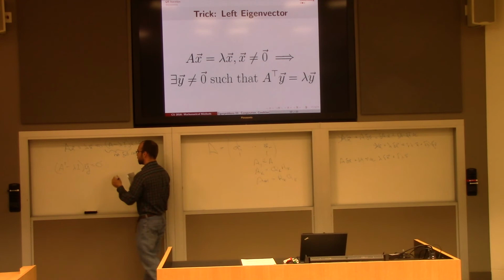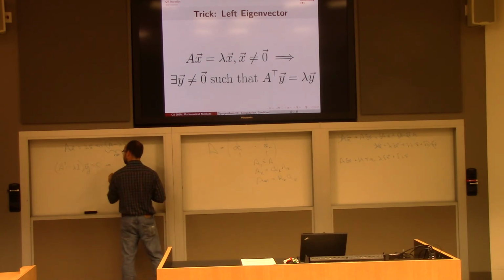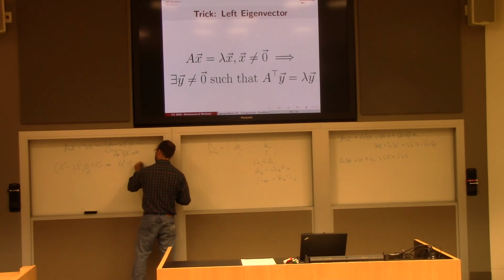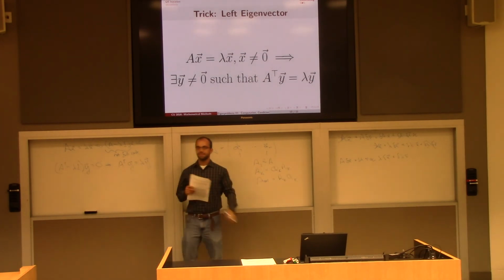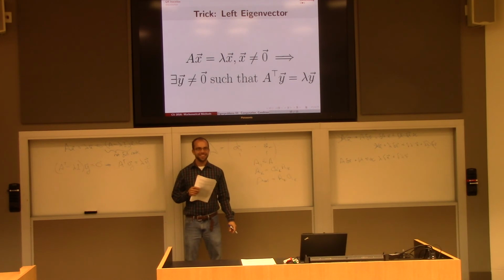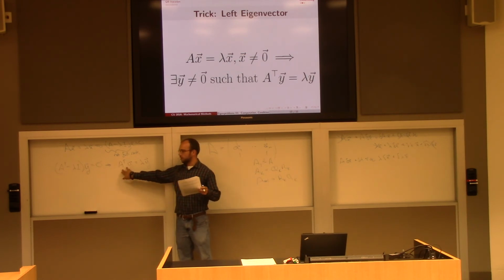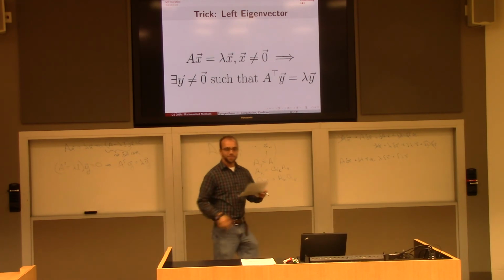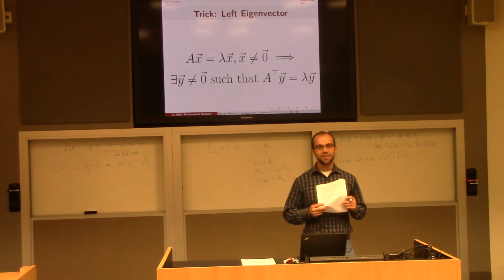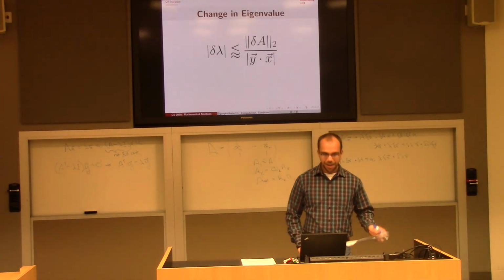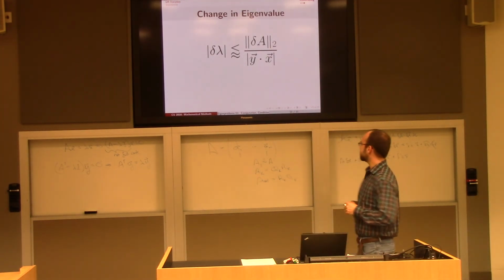So what did I just do? I showed you that there exists a left eigenvector y such that A transpose y equals lambda y. Tricky, huh? So, for each right eigenvector, there exists a left eigenvector. By the way, why do we call it left? It's because if you transpose both sides, it looks like y transpose A. So for each eigenvector on the right-hand side, you can come up with a corresponding one on the left-hand side. So, this is going to be what buys us our condition number for eigenvalues.